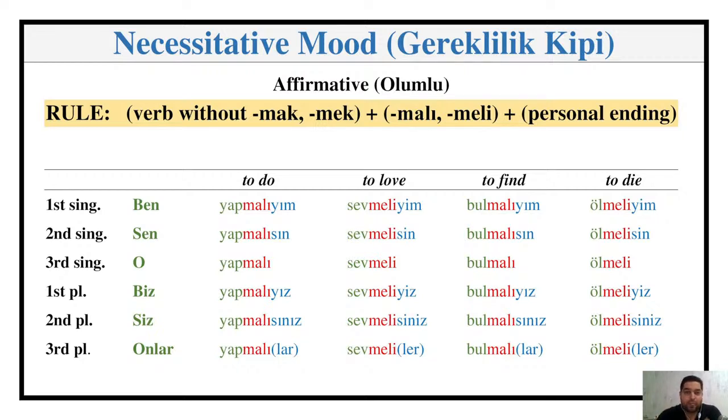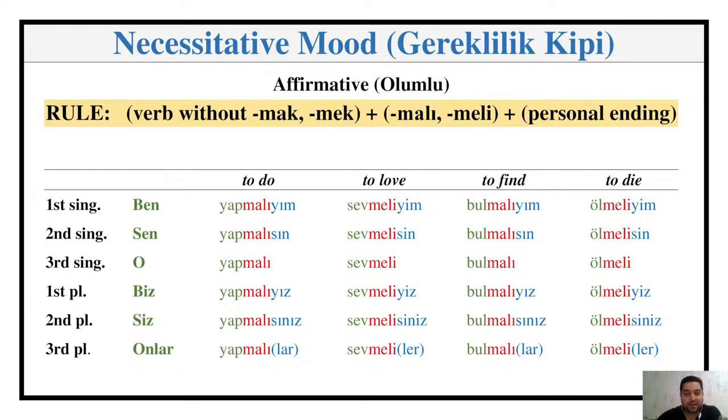In general, when we talk about necessitative mood, same as with the future tense in the last class, we only have 2 endings. We have either ending malı or meli. You have to add the verb root first, then you add malı or meli depending on the vowel harmony, which we will see in a while, and then you add the personal ending, which means basically we have three things to work on in here: the verb, malı meli, and the personal ending.